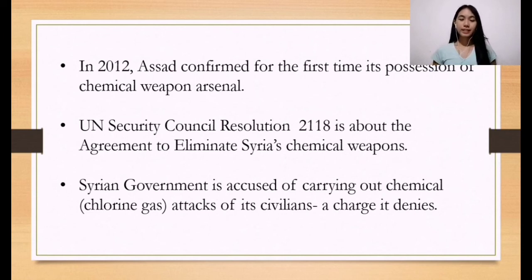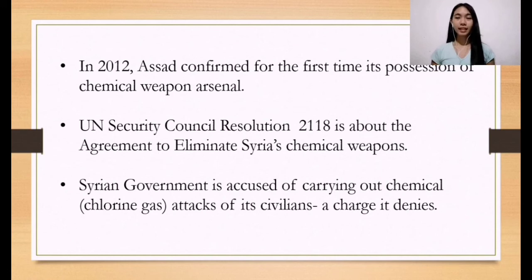Because of this, the United Nations made a resolution, which is UN Security Council Resolution 2118. It is about the agreement to eliminate Syria's chemical weapons. The Syrian government is accused of carrying out chemical attacks, using chlorine gas, on its civilians.